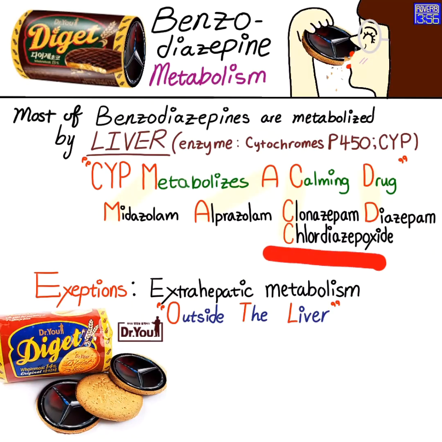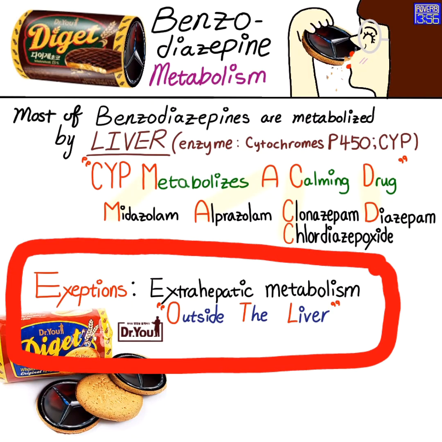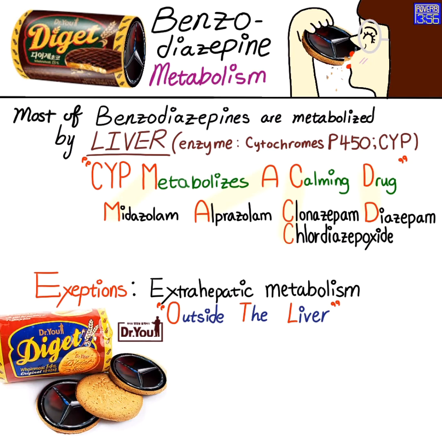And there are exceptions. These benzodiazepines are metabolized outside of the liver. These benzodiazepines, which undergo extrahepatic metabolism, are useful for patients who have liver dysfunction. I will share the details of it in a while, after the mnemonic. So just to remember the benzodiazepines which undergo extrahepatic metabolism, think outside the liver.